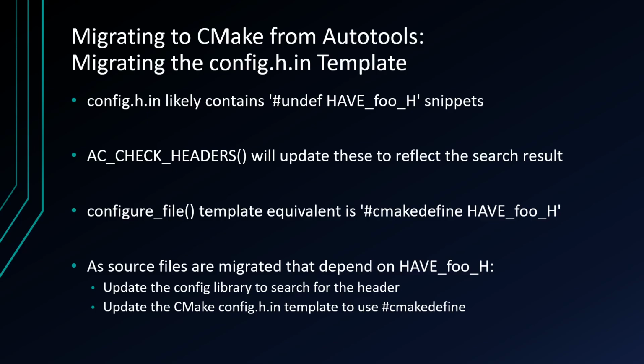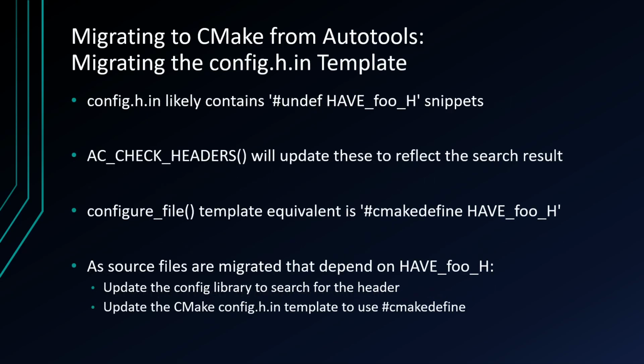This is the point where your config.h.in template is going to start diverging between the syntax that Autoconf expects and the syntax that configure_file is expecting. And as source files are migrated, they're going to depend on these probes into the system looking for specific headers. You're going to be updating the config library's CMakeLists.txt to search for the header, updating the template to use #cmakedefine.